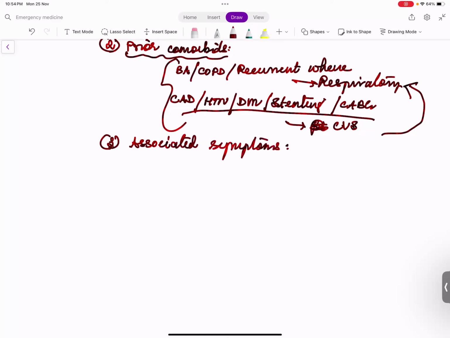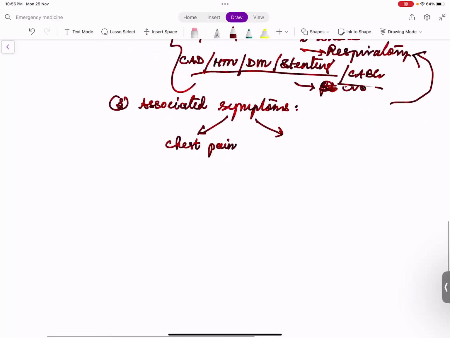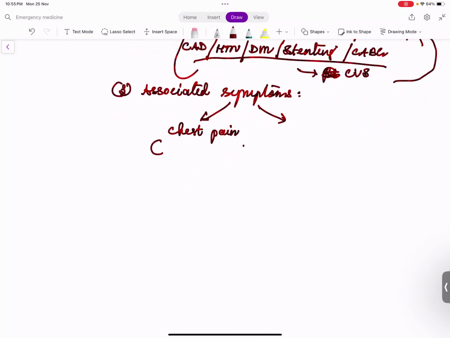Associated symptoms, in addition to the respiratory distress, what else do they have? Did they have any chest pain? As you know, chest pain will be either anginal type or pleuritic type. So did they have an anginal type of chest pain? A side note: when do you say it is anginal type of chest pain or typical angina? Just remember 3 points.